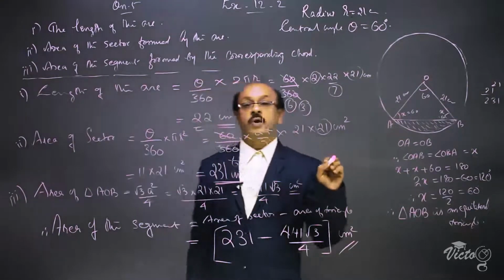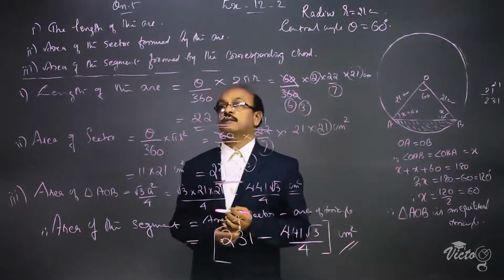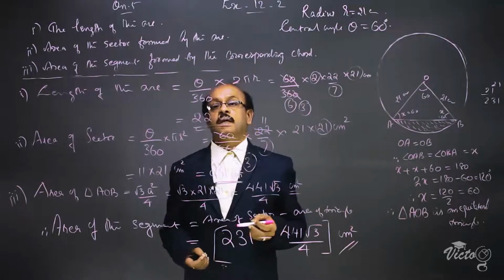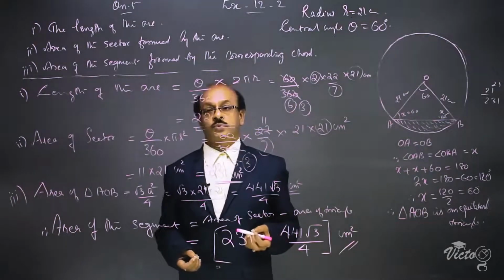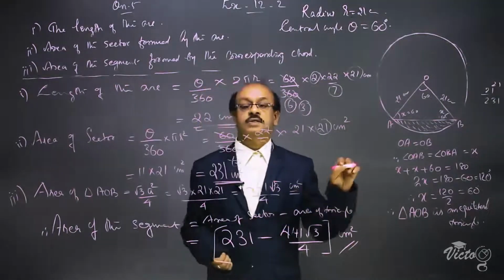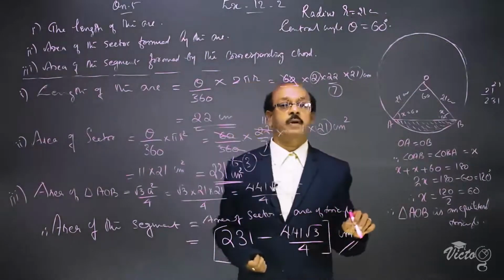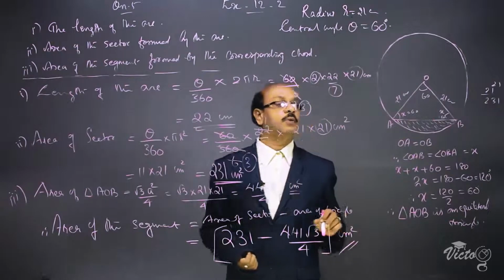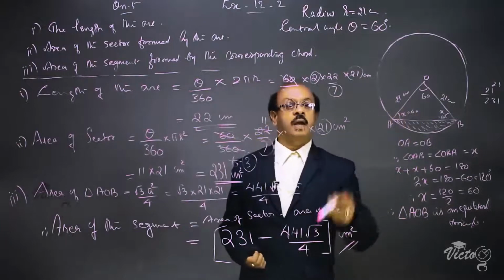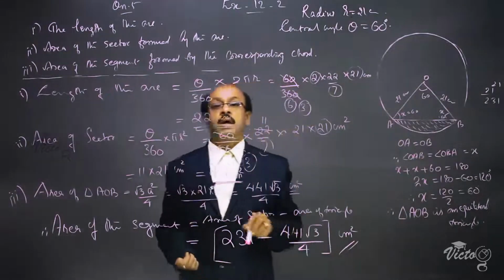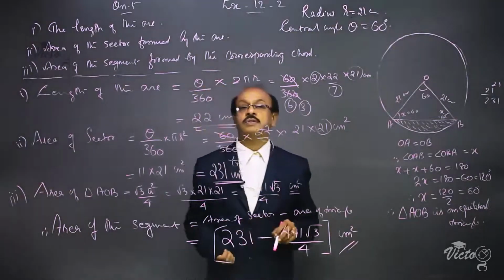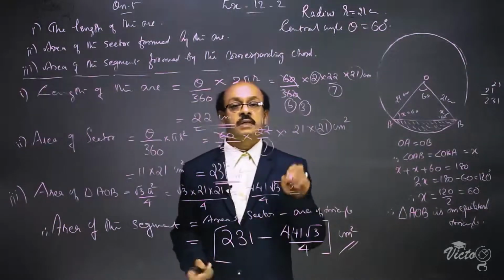So, here we had to find three answers. First was the length of the arc AB, which we found using the formula theta by 360 into 2 pi r. We are getting the answer as 22 centimeter. In the second part, we found the area of the sector using the formula theta by 360 into pi r square, and we got 231 centimeter square. In the third part, we had to find the area of the corresponding segment formed by the chord AB. For that, we found the area of the triangle and subtracted it from the area of the sector. Subtracting, we get 231 minus 441 root 3 by 4 centimeter square as the area of the corresponding segment.